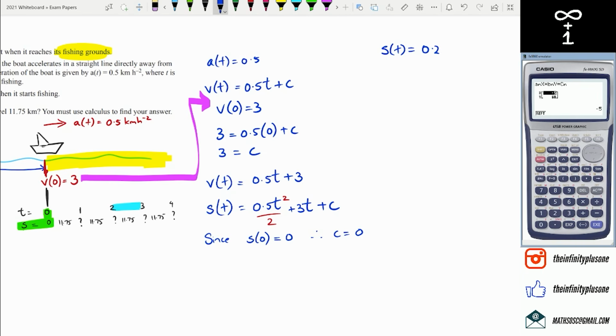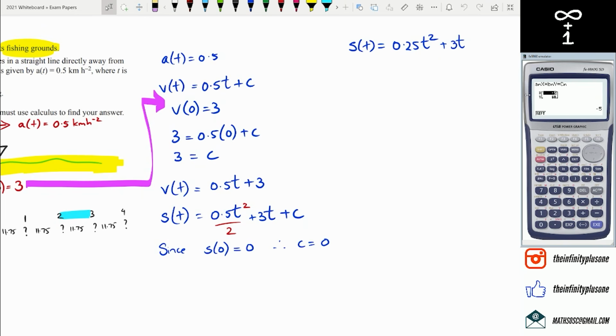Let's just write that a little bit nicer. Cool. So once we've got this equation here, now it's a matter of trying to figure out, is it s of 3 minus s of 2 equals 11.75? Or is it s of 15 minus s of 14? Is that 11.75? We don't really know.